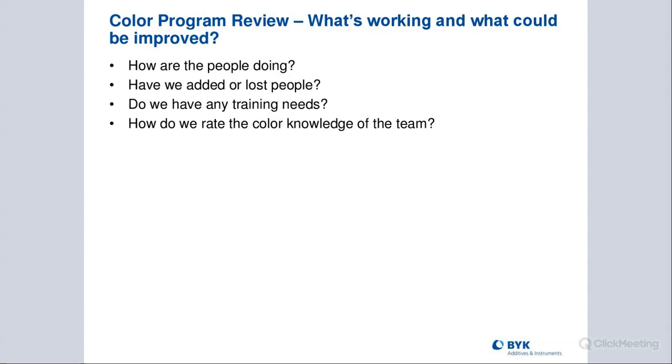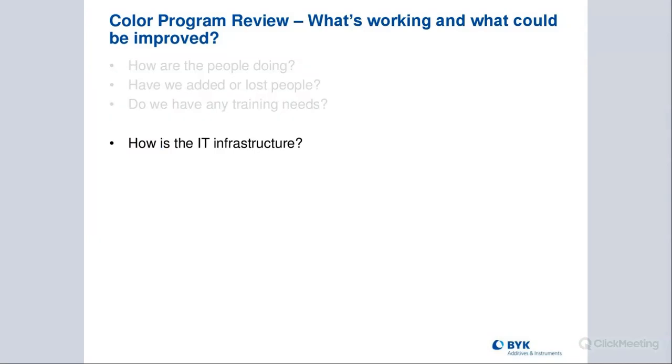First thing is what's working and what could be improved. We always like to look at the people side of things. So how are the people doing? How is their training? Do we add people? Do we lose people? Are there any areas that we think training could be improved, or an area of training or a new type of measurement technique, say jetness or something like that? And then how do we rate the color knowledge of the team, and where do we want to go for the new year?